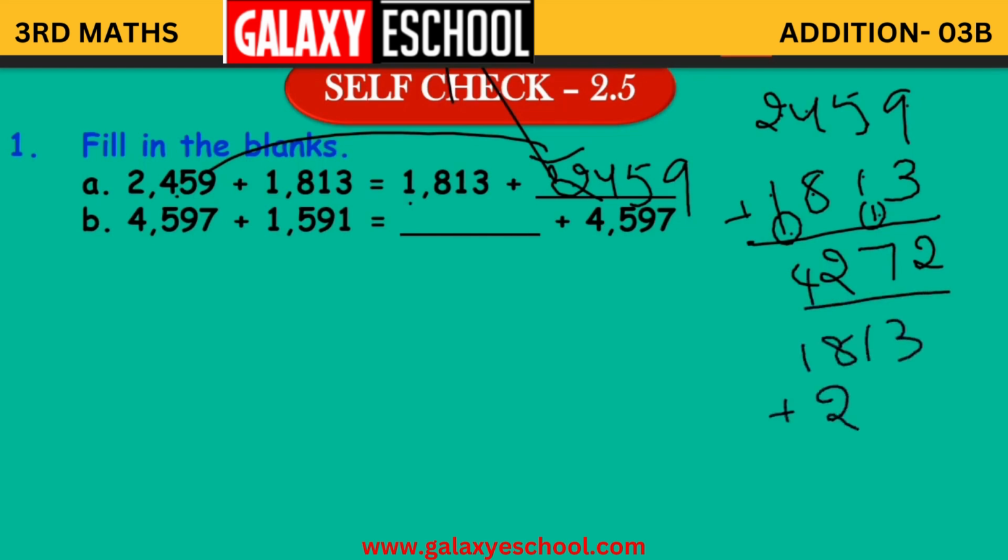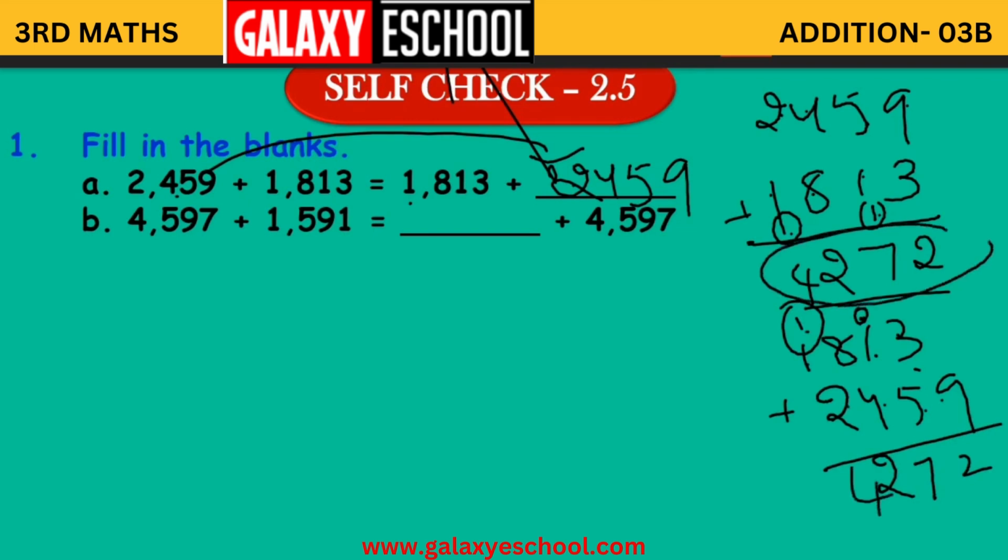1813 plus 2459. Again 3 plus 9 becomes 12, 1 carried, 1 plus 1 becomes 2, 2 plus 5 becomes 7, 8 plus 4 becomes 12, 1 carried, 1 plus 1 becomes 2, 2 plus 2 becomes 4. Yes, children, do you see this? The sum of both the additions is the same.